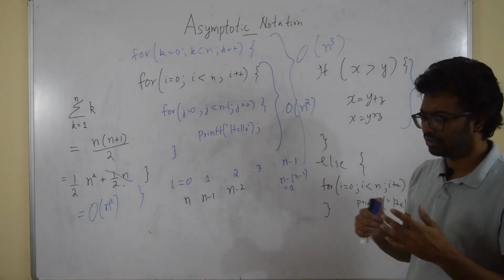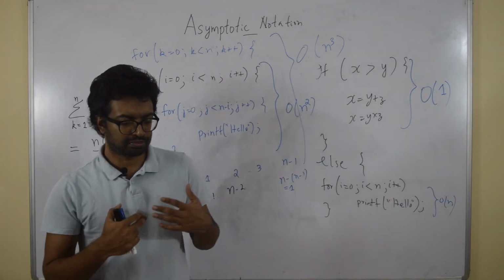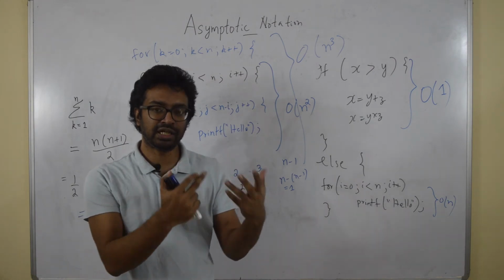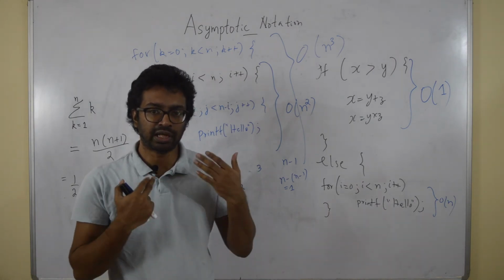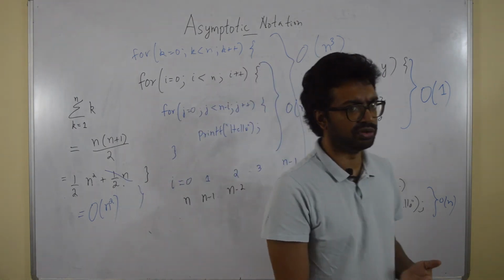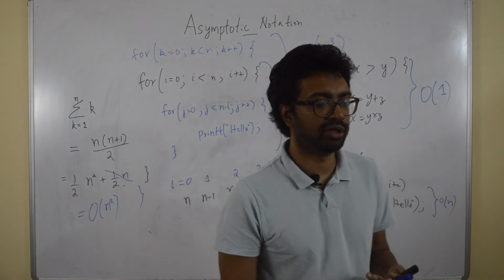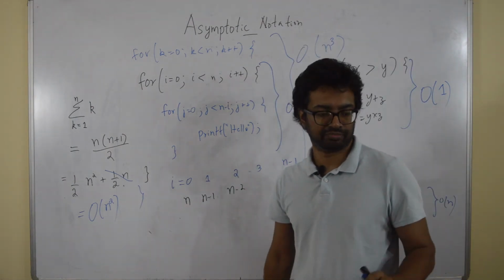Okay, so we understand the pattern now, right? If something is inside a for loop, that gets executed n times. So that's how we're going to see it. Let's look at one concrete example of a program, and let's try to calculate its running time.